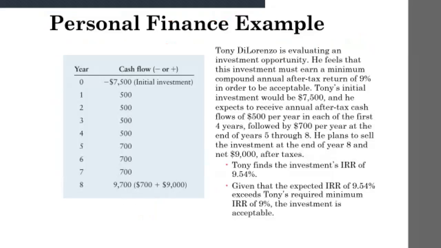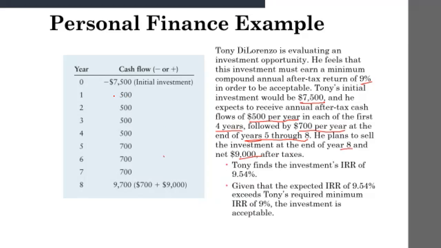Tony Di Lorenzo is evaluating an investment opportunity. He feels that this investment must earn a minimum compound annual after-tax return of 9%. So here again, he wants a 9% return on his investment. Tony's initial investment would be $7,500, and he expects to receive annual after-tax cash flow of $500 per year in each of the first 4 years, followed by $700 per year at the end of years 5 through 8. He plans to sell the investment at the end of the 8th year for $9,000.